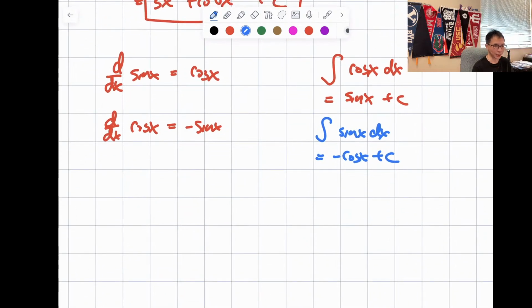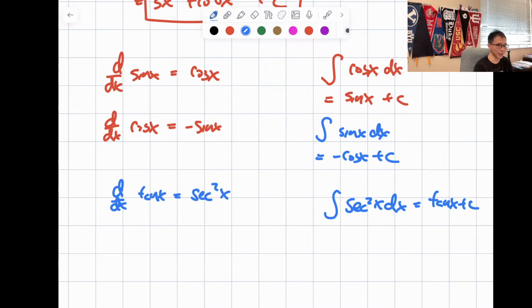Now, with the same logic, do you know what the integration of secant square of x dx is? I need to ask Jing. What's the integration of secant square, Jing? Tan of x, good job. Is that okay? Because the derivative of tan of x is equal to secant square of x.